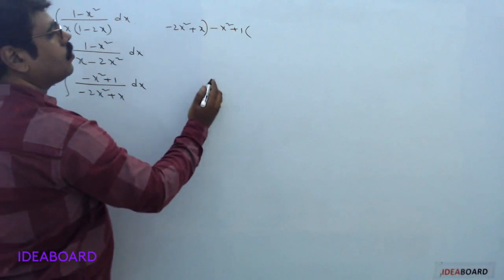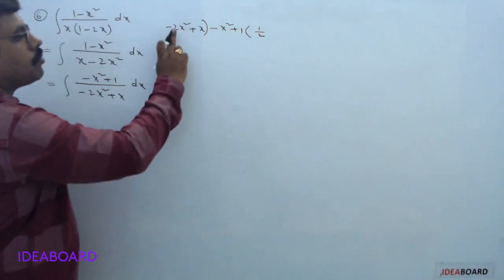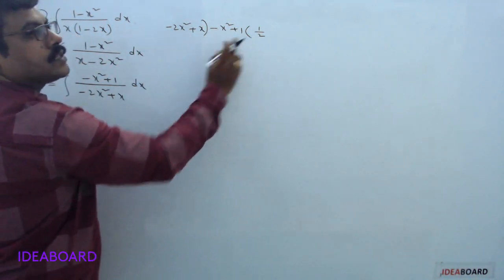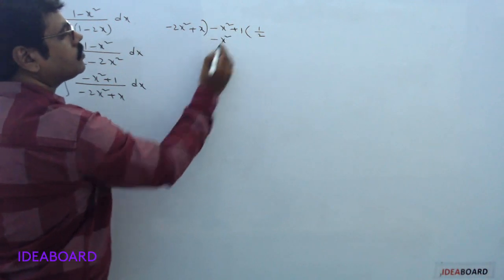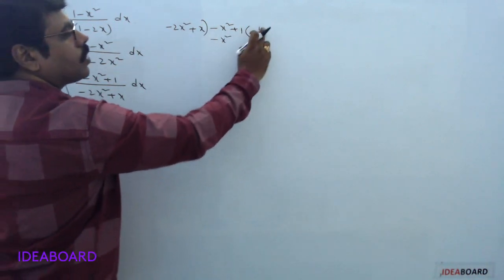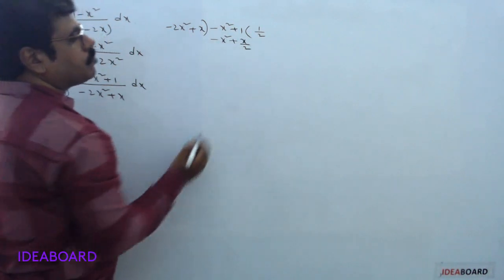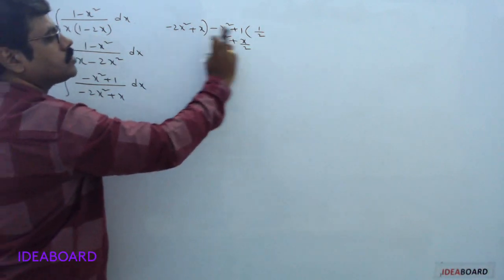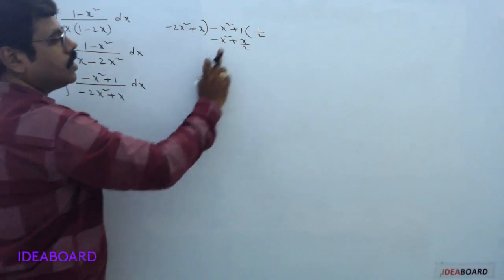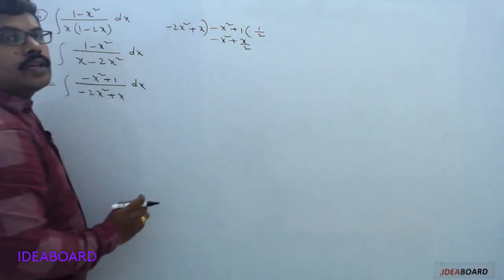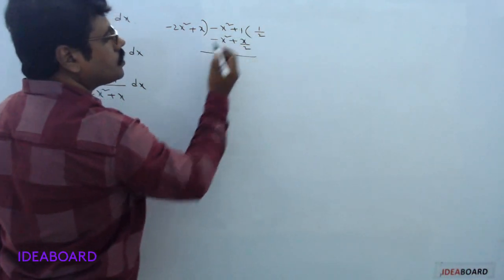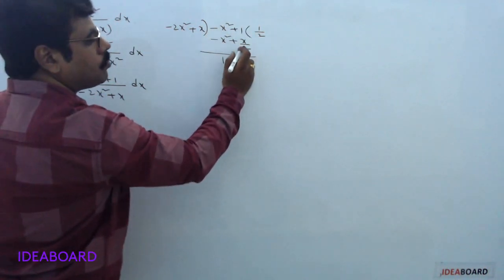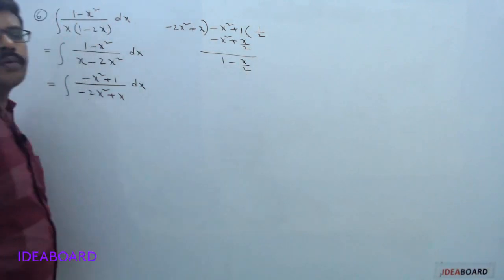Now multiply 1 by 2 with the divisor: minus 2x square into 1 by 2, here 2 will be cancelled. You are getting minus x square plus x into 1 by 2, that is x divided by 2. If you multiply this expression with 1 by 2, minus 2x square into 1 by 2 gives minus x square plus x into 1 by 2, x divided by 2. Now subtracting these two, minus x square will be cancelled, then it will be 1 minus x divided by 2.